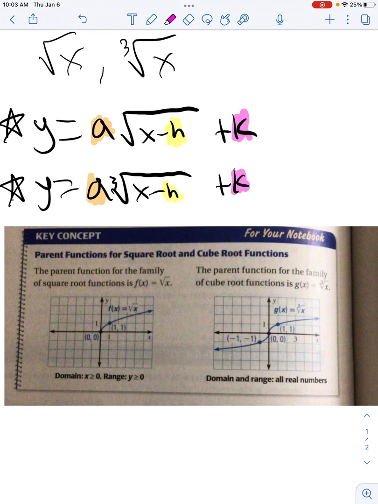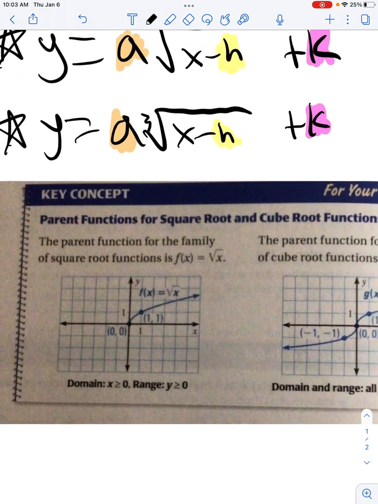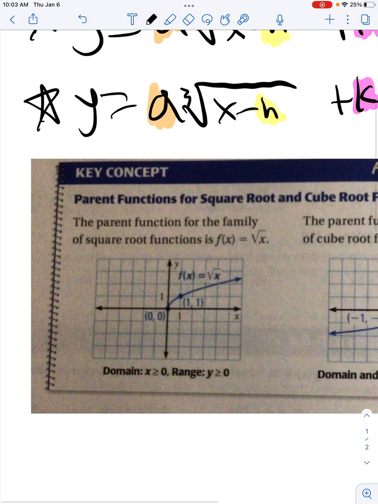And then we have these things called parent functions. We've mentioned those in the past. So again, these are functions that you want to have in your brain that you can access and compare other graphs to. So this is the parent function of a normal square root function. So just the square root of x.